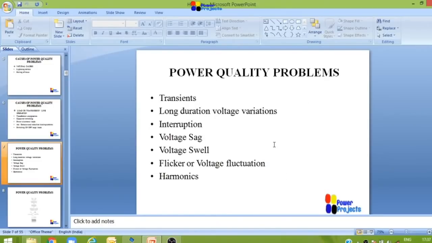So what are these power quality problems? There are many power quality problems. Among these, the major power quality problems are transients, long duration voltage variations, interruption, voltage sag, voltage swell, flicker, or in other words we can say voltage fluctuation, and harmonics.